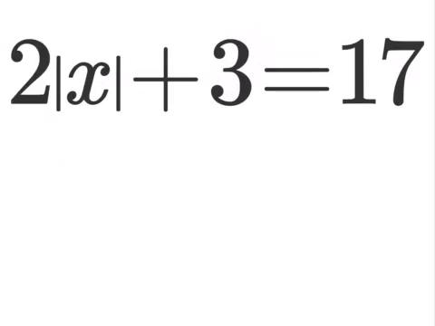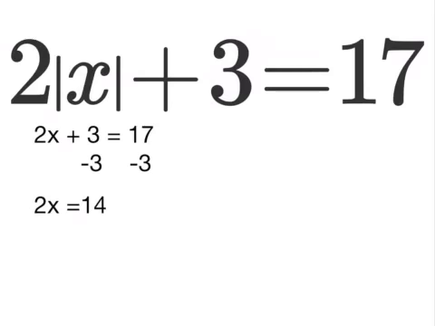Our next equation is going to be 2 times the absolute value of x, plus 3 equals 17. Our first version is where we just basically treat the x as though it's an x. 2x plus 3 equals 17. We subtract the 3, 2x equals 14, divide by 2, x equals 7.